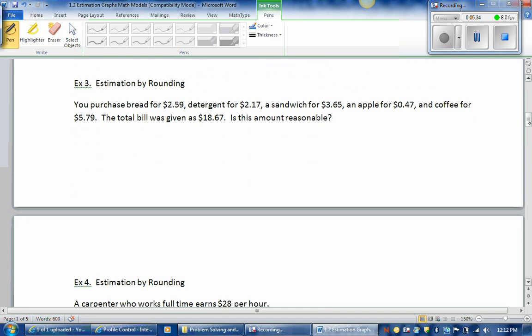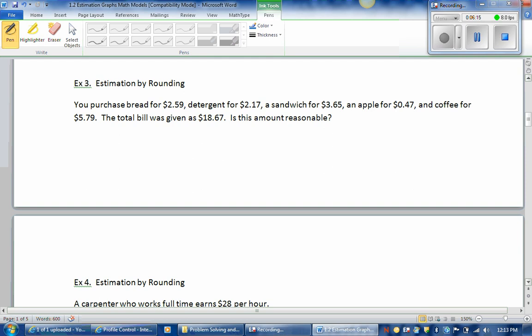Estimation by rounding. You purchased bread for $2.59, detergent for $2.17, a sandwich for $3.65, an apple for 47 cents, and coffee for $5.79. The total bill is given as $18.67. Is this amount reasonable? If you don't have a calculator on you and you're in the store, you're not going to want to take each amount to the penny and add it. So estimation really does come in handy here. We're going to estimate these to the nearest dollar in order to give us a general idea.